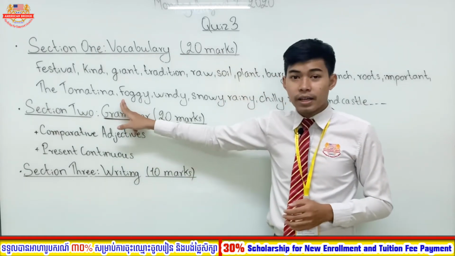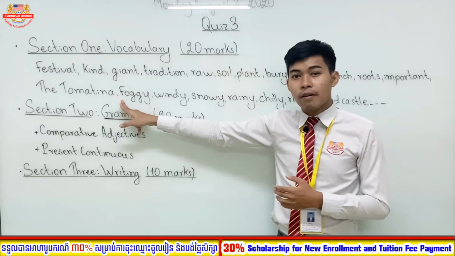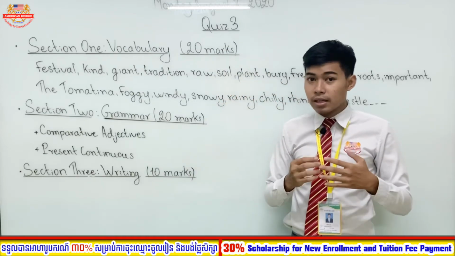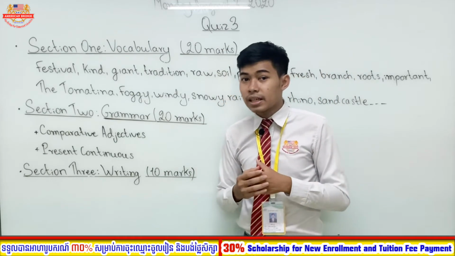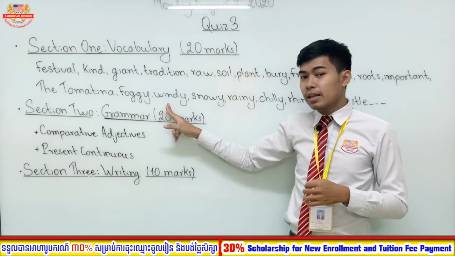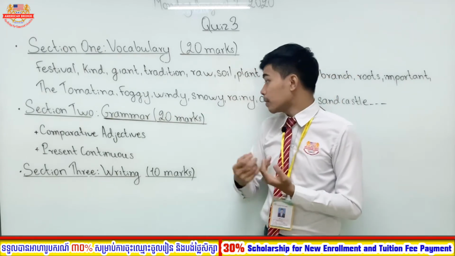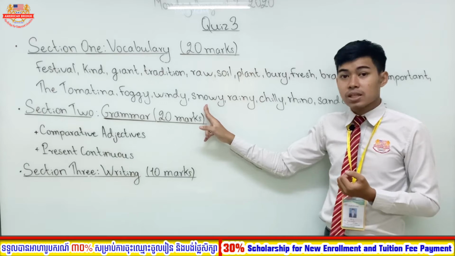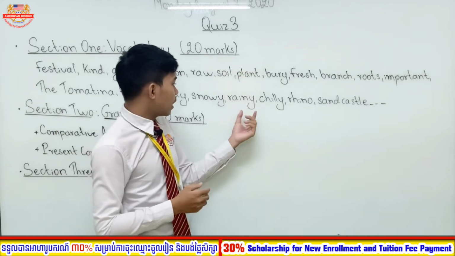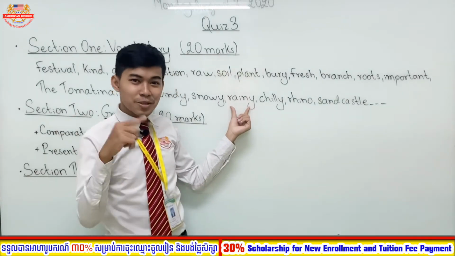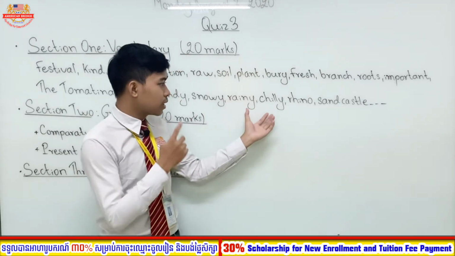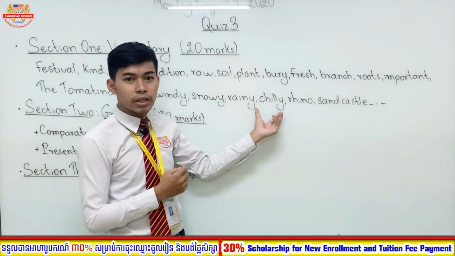This one, foggy. Foggy refers to a kind of weather that has a lot of fog. You cannot see the road or the trees very clearly, especially in the morning. This one, windy. Windy refers to a kind of weather that has a lot of wind. This one, snowy. Snowy, a lot of snow. In Cambodia there is no snowy condition, right? And this one, rainy. Now it is raining. Rainy means that there is a lot of rain. Rain every day, we call rainy. And this one, chilly. Chilly means very cold.